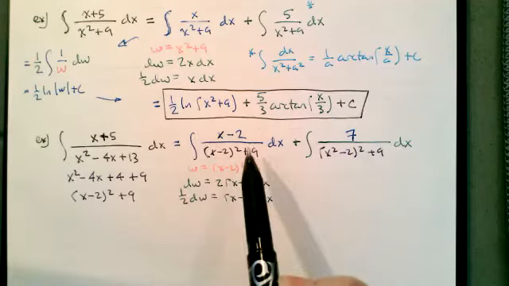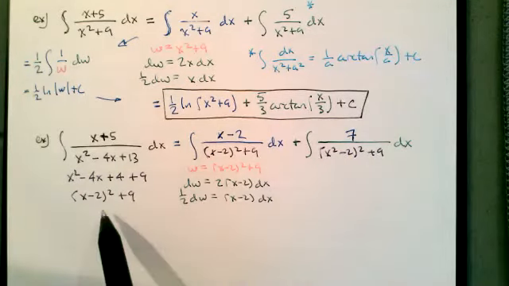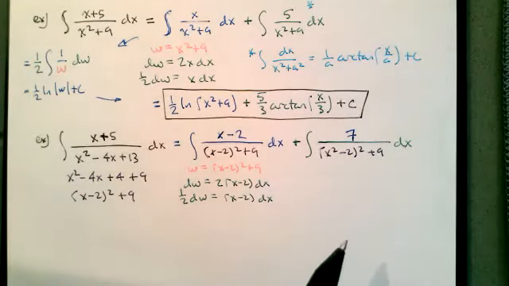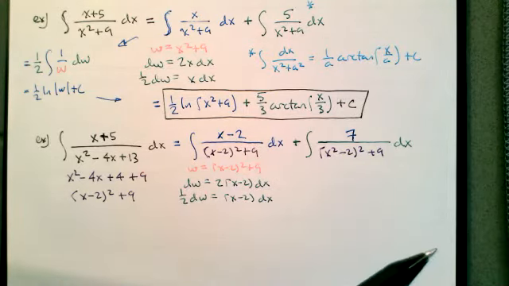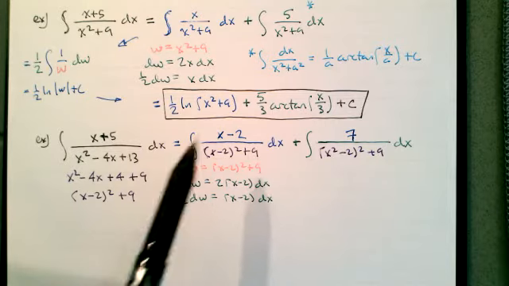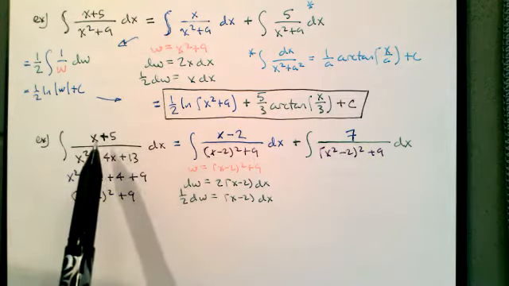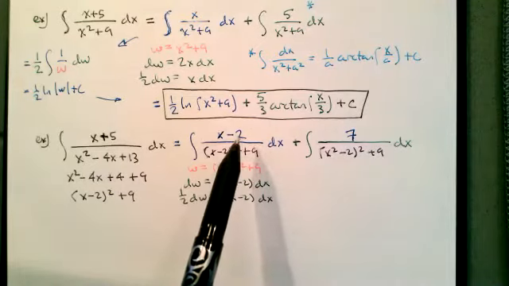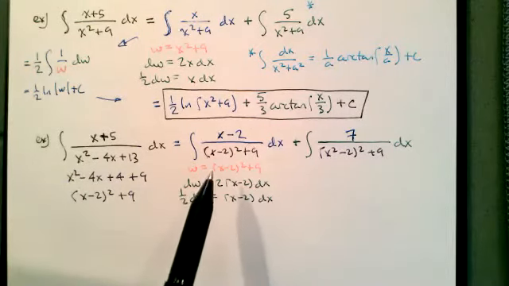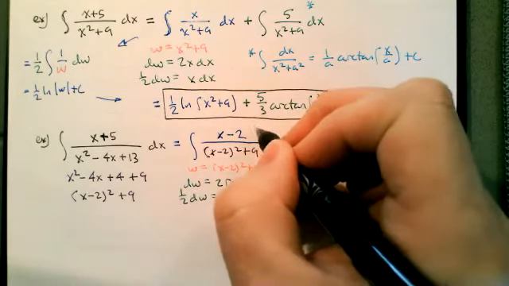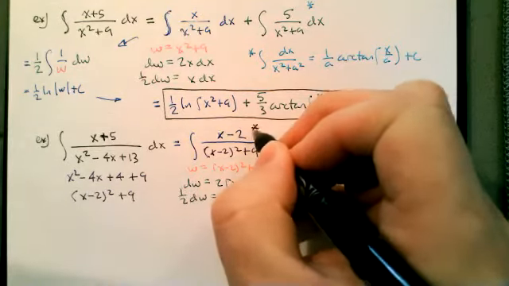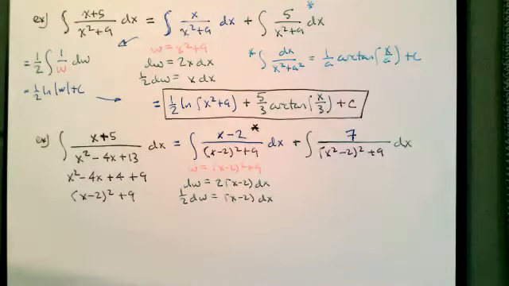But down here, now that I've shifted things horizontally 2 units to the right, I've got to shift my numerator 2 units to the right as well. So I'm going to break apart the x plus 5 into an x minus 2 to be the derivative of the denominator. That's what happened here. This is where the question is. We reserve an x minus 2 to be the derivative of the denominator.